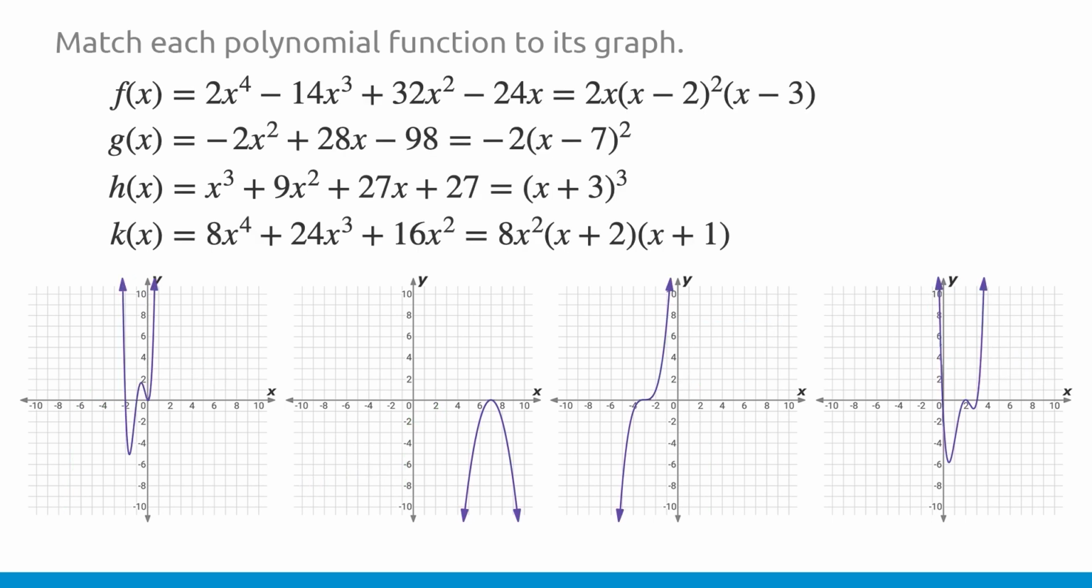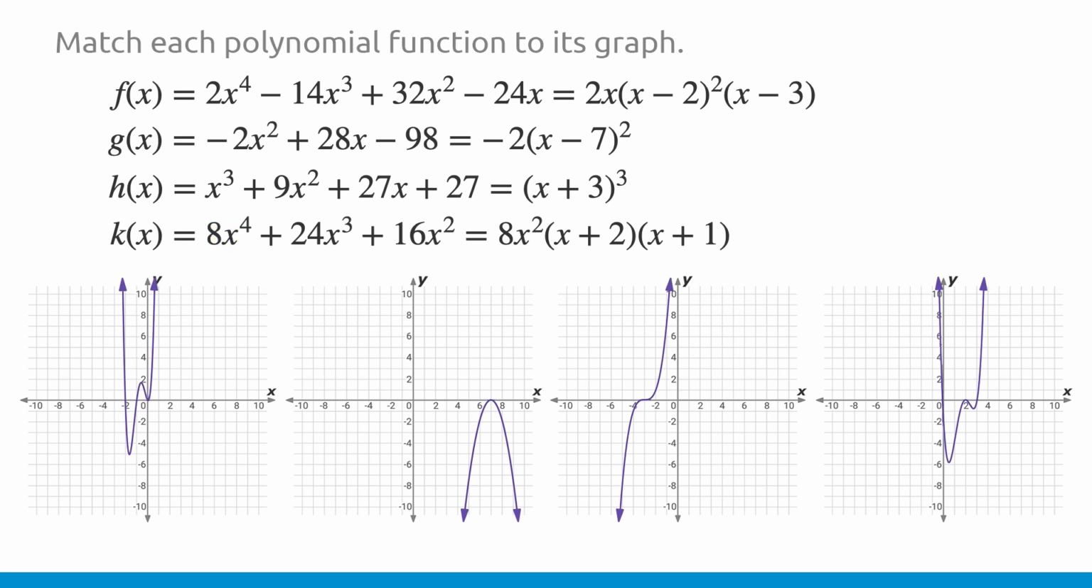One more. Match each polynomial function to its graph. Here we have 4 polynomials again, and their factored forms. First, let's classify each polynomial by its type. F of x has a term with a degree of 4, so it is a quartic polynomial. G of x has a squared term for its largest degree, so it is a quadratic polynomial. H of x is a cubic polynomial, and k of x is a quartic polynomial.